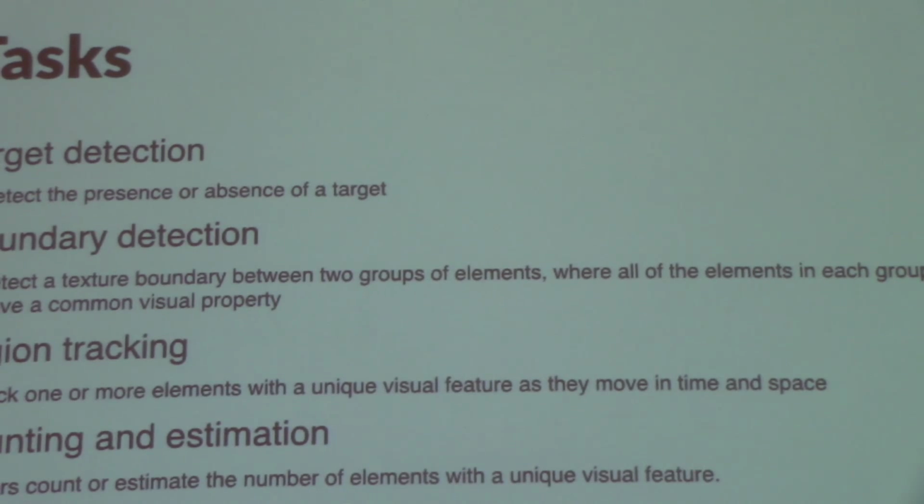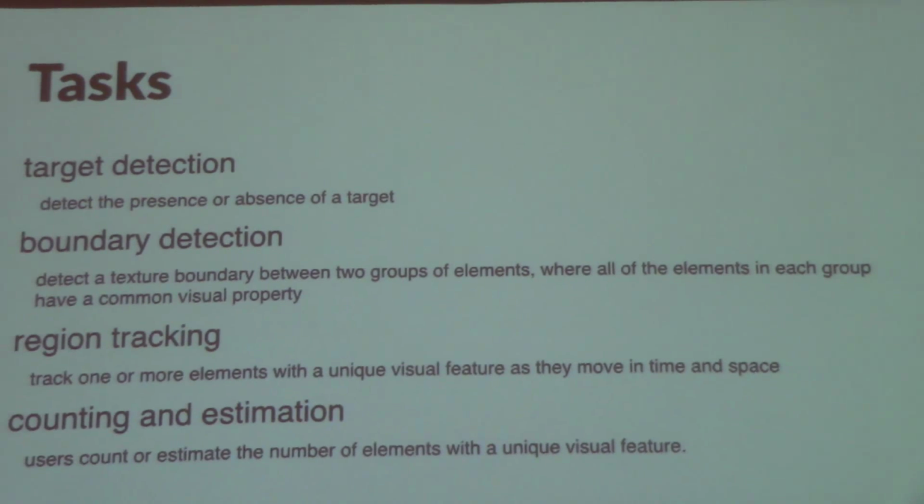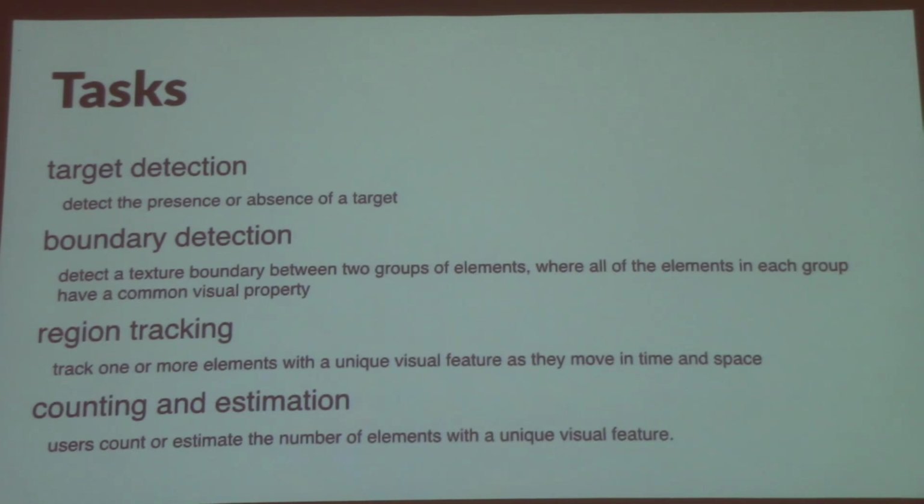The kind of tasks that you can solve with preattentive properties is of course target detection, but also boundary detection. So see a texture boundary between two groups of elements. You could do region tracking over time and space, or you could do counting and estimation.